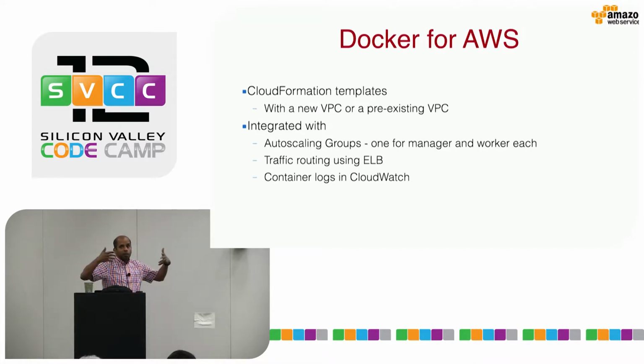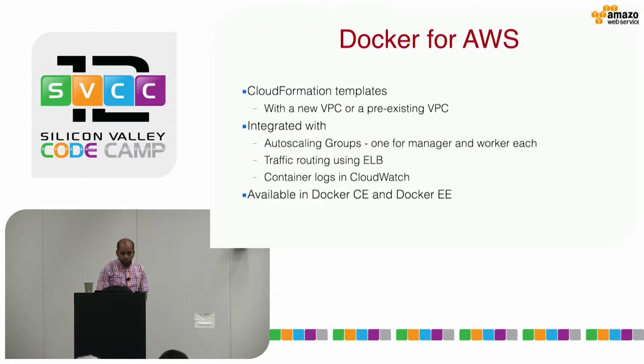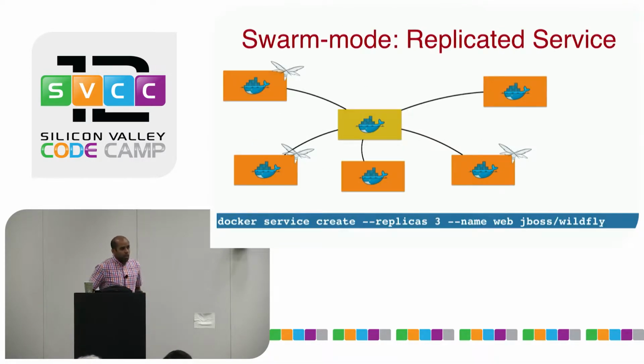Okay, so you can see with CloudFormation, you can easily spin up a Docker cluster in AWS and be fully integrated over there. Now, there is, of course, a CE version, which is a community edition, and an EE version, which is an enterprise edition. The enterprise edition is where you can actually buy commercial support. So let's take a look at it.